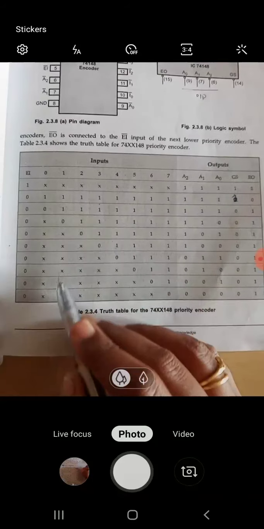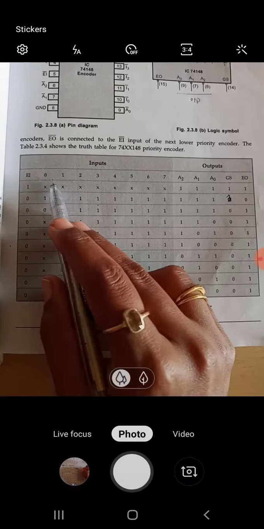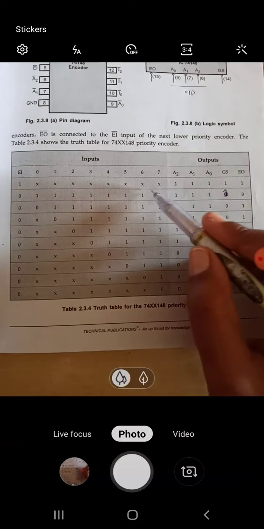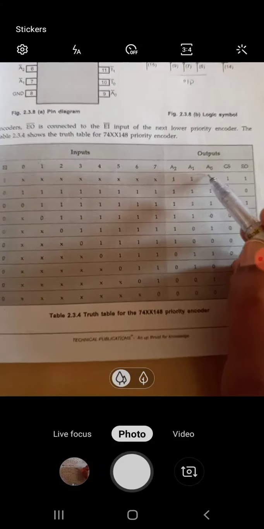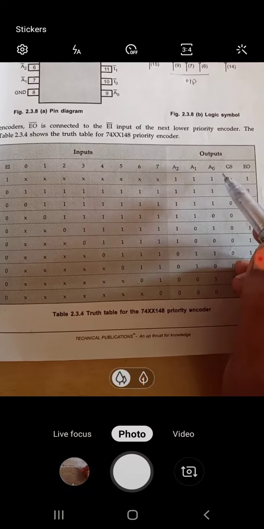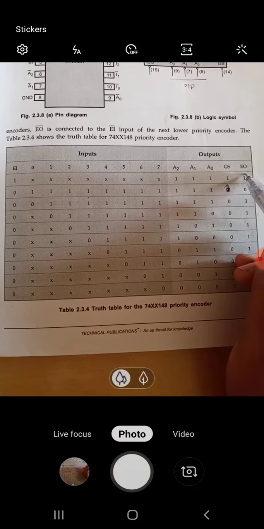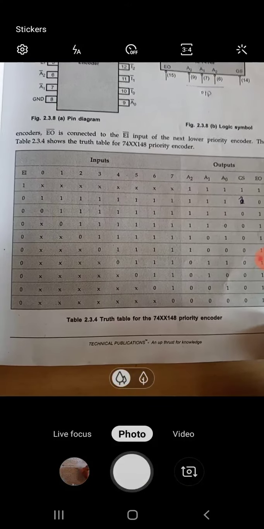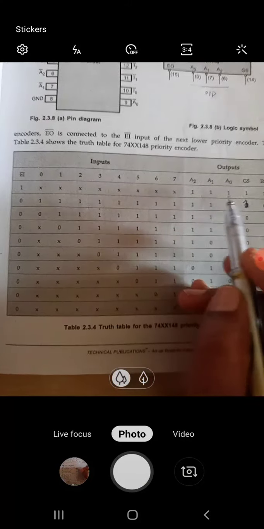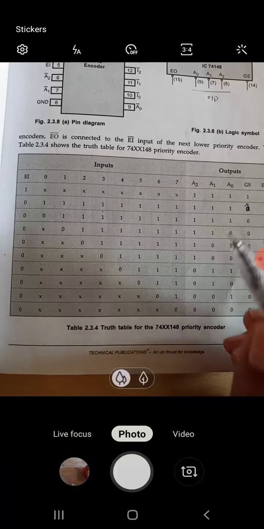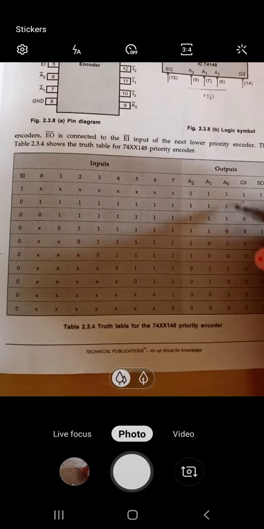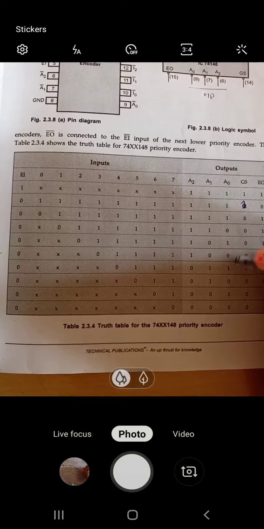This is the truth table of the IC. EI is the enable input, then inputs 0 to 7, and the outputs A0, A1 and A2. This is the group signal, this is the enable output. We have included everything in the truth table. Since this is active low, instead of writing ones you have to write zeros.